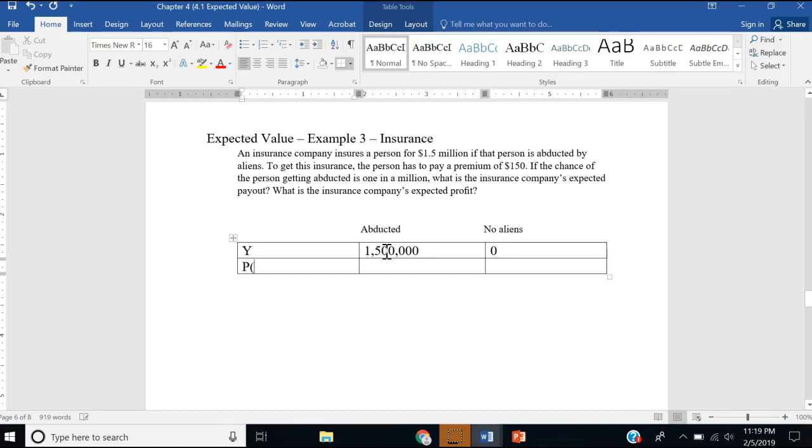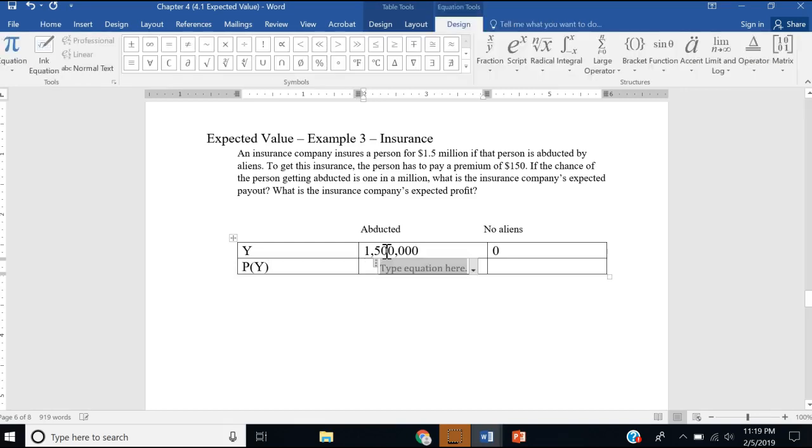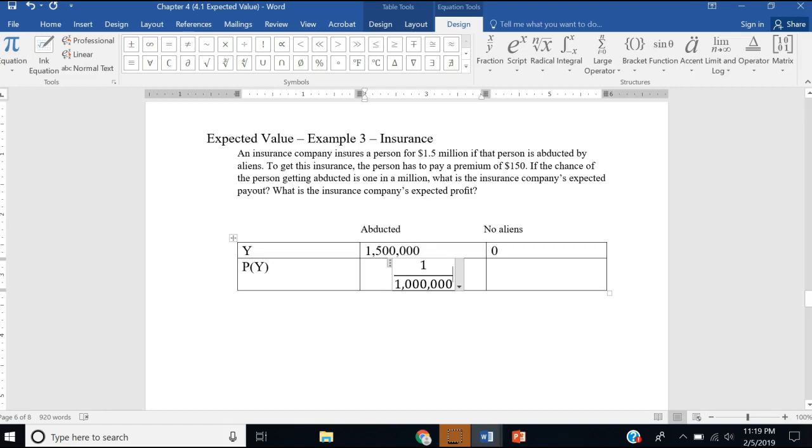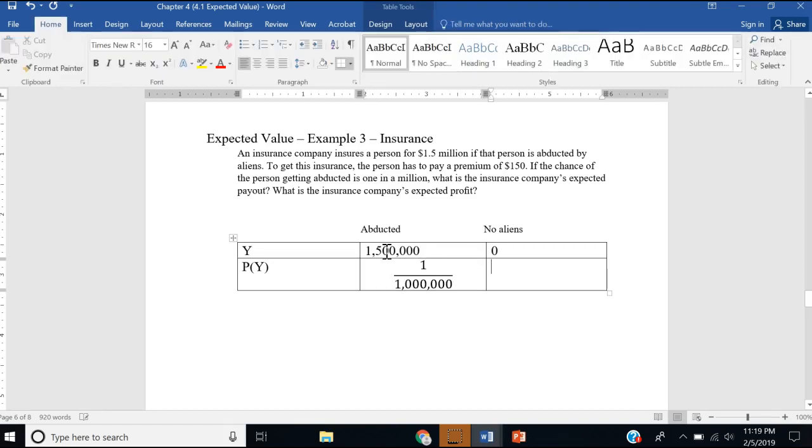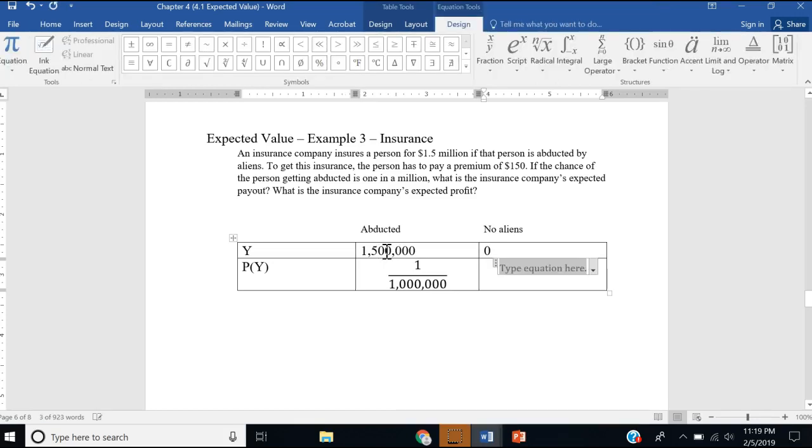Now, what are the probabilities in each scenario? We jokingly said that 1 in a million is the chance that you get abducted by aliens. Again, that's probably very, very high. And the chance that you don't get abducted by aliens would be 999,999 out of a million.